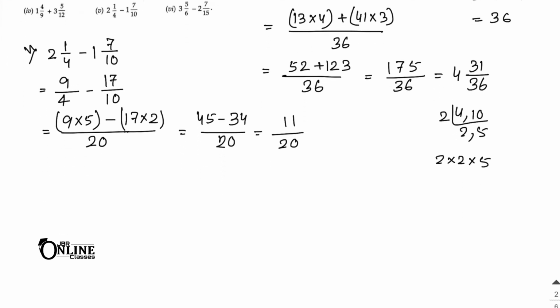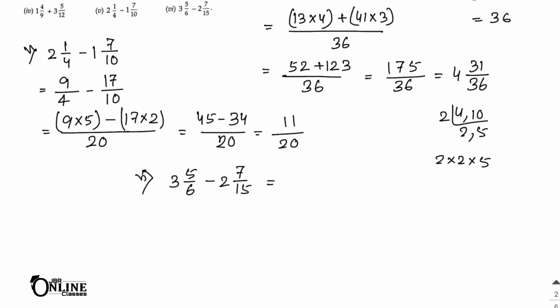And now the last one, sum number 6. Sum number 6, you have 3 whole 5 by 6 minus 2 whole 7 by 15. Okay, so that means here 3 whole, 3 into 6 is 18. 18 plus 5, that becomes 23. You know that, 23 by 6. Then 2 into 15, 30, and it's 37.